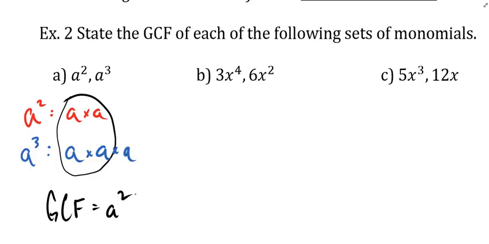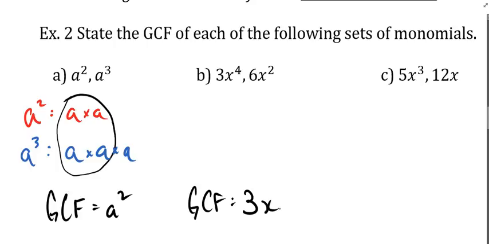So what's the biggest? 3. And what's the biggest of the variable part? Ethan? X. Very nice. So the greatest common factor between 3x to the 4th and 6x squared is 3x squared.